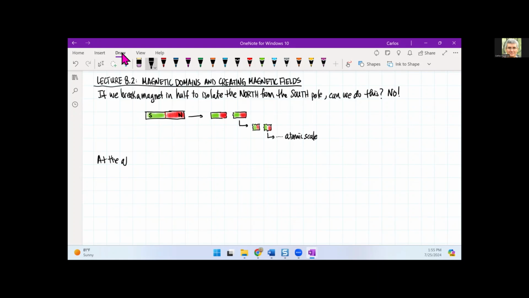At the atomic scale, we find a rotating and spinning electron. And we conclude this is the cause of magnetism.